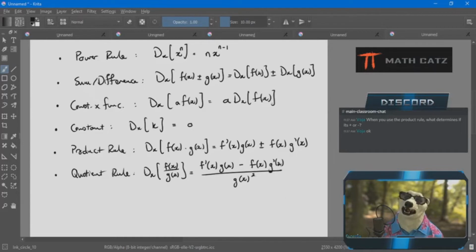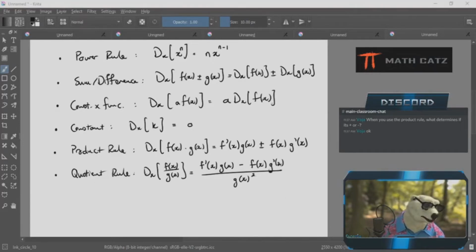Again, it's not really a matter of personal preference. If I had my way, it wouldn't look like this. It comes out of the limit definition, and this is the way it is.